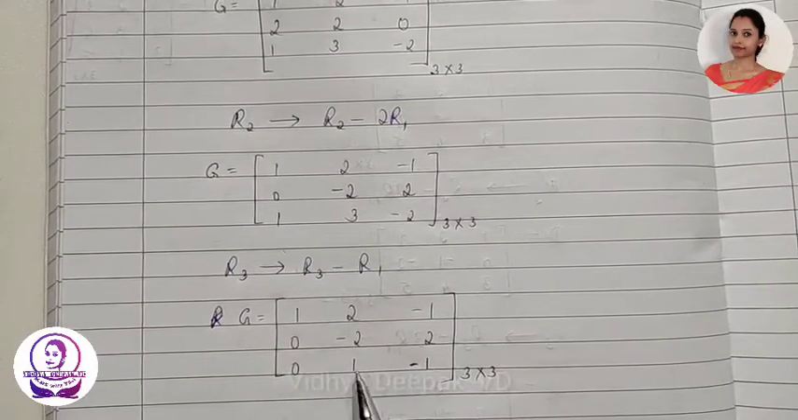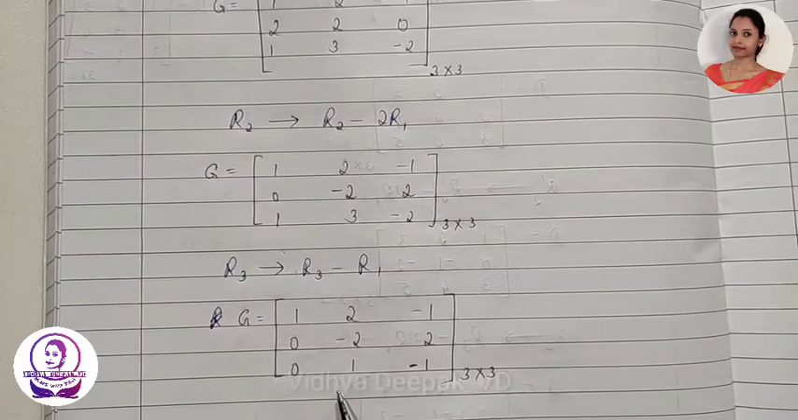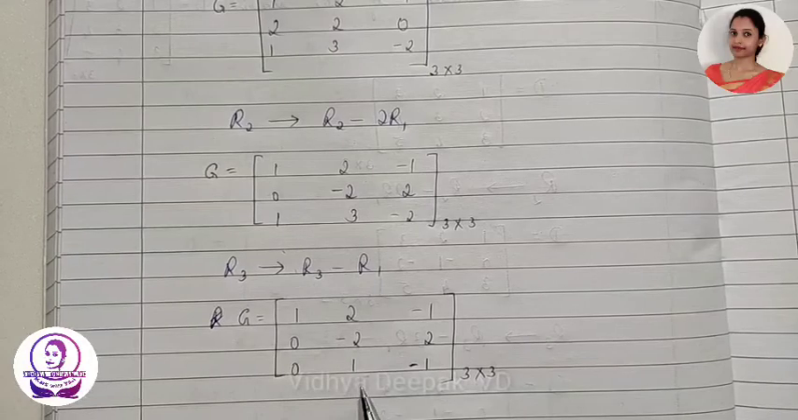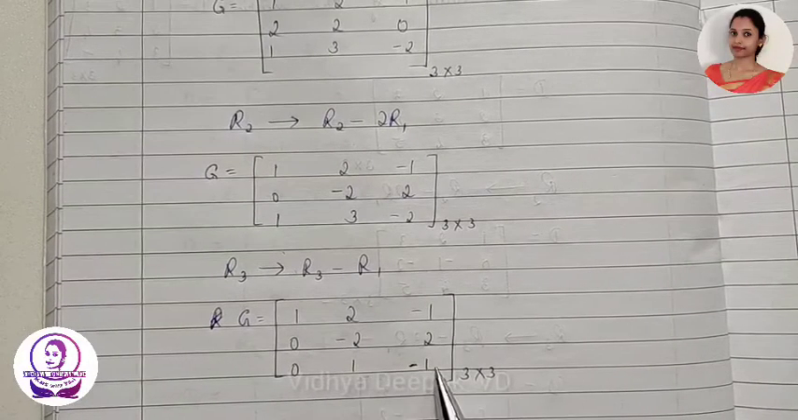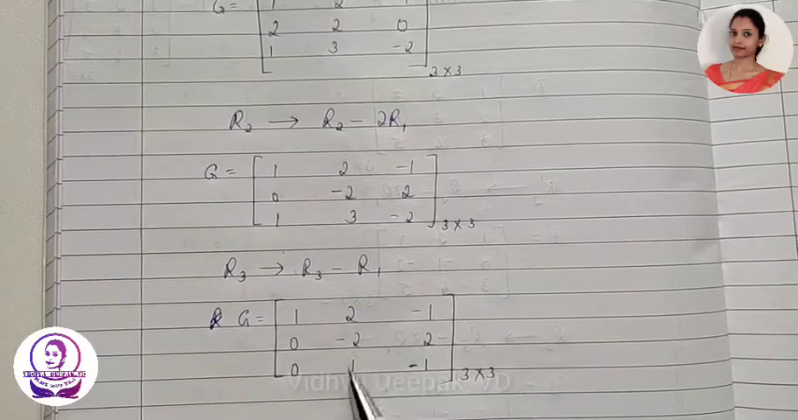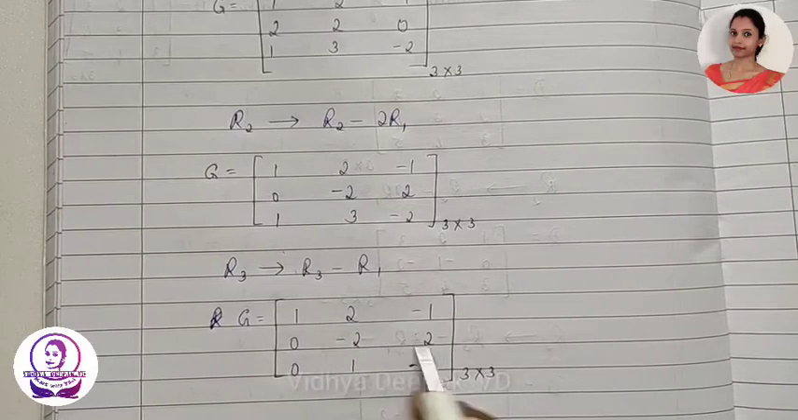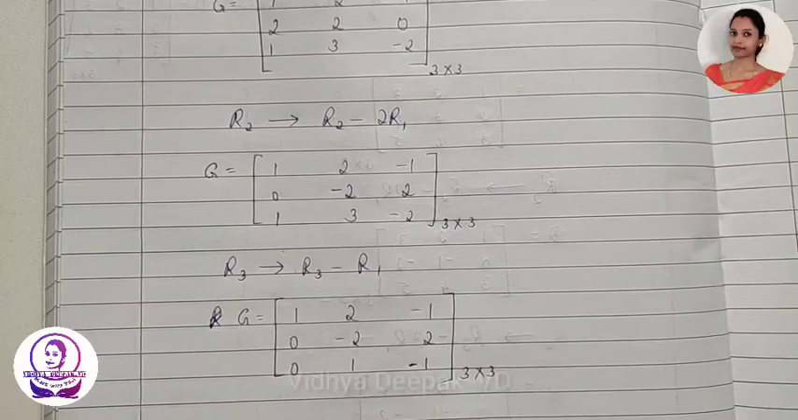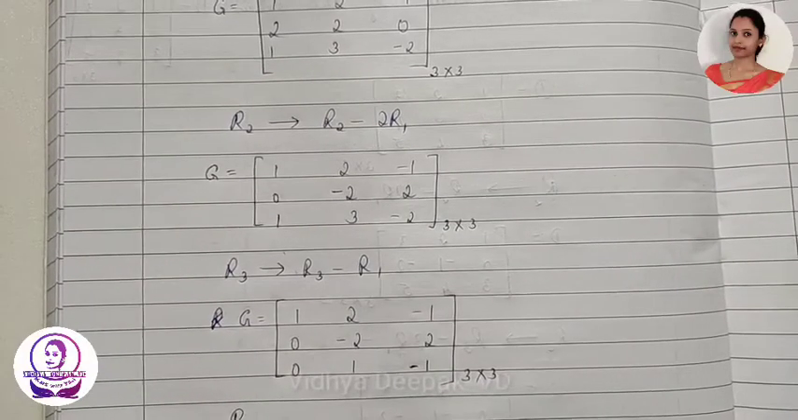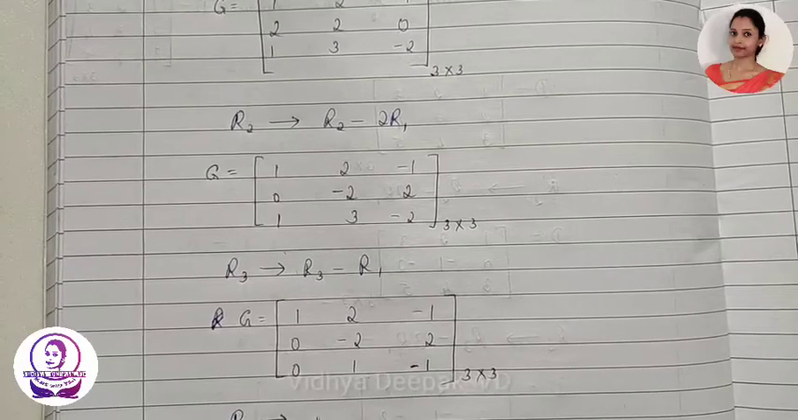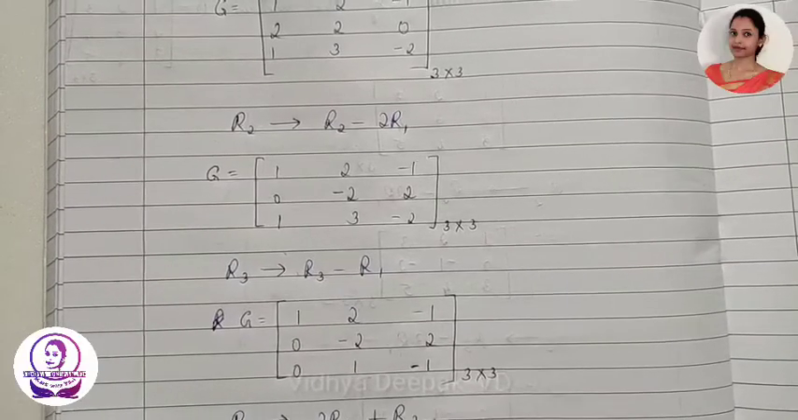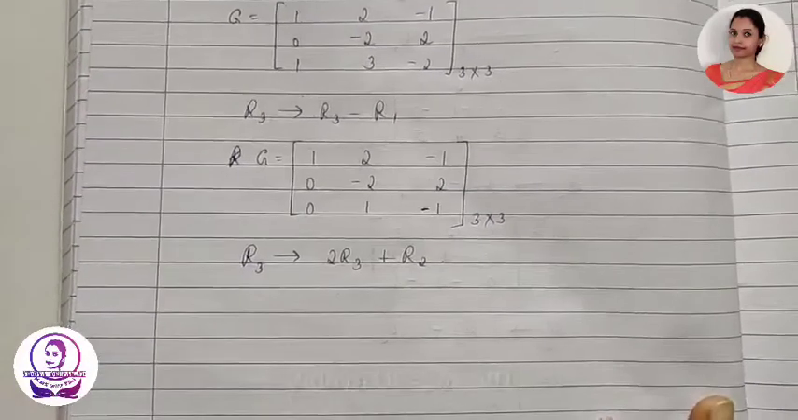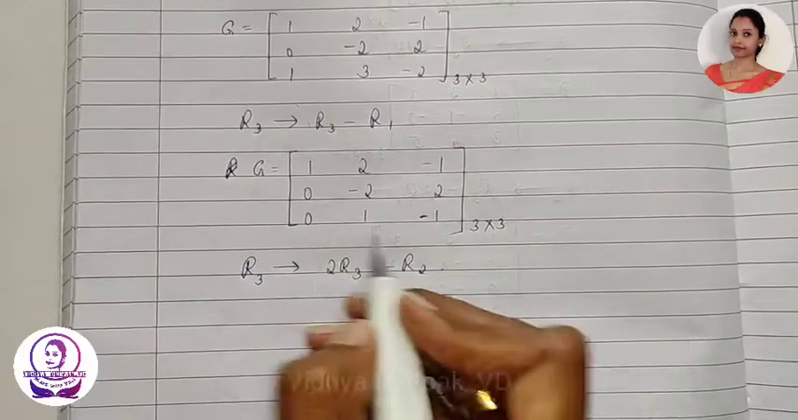So in order to make these two numbers 0, it is easy. How? Multiply this row with 2, you get 2 and minus 2. Add these two, minus 2 plus 2, minus 2 plus 2, yes, will be 0. So we have R3 is equal to 2R3 plus R2. Okay, shall we apply this?